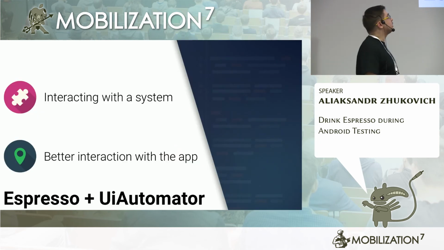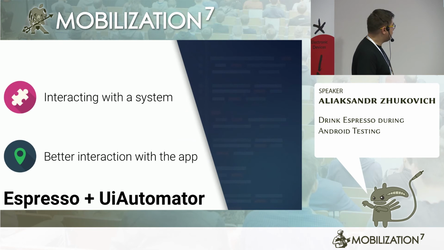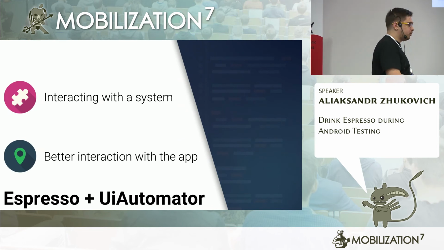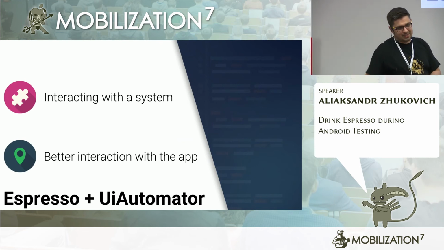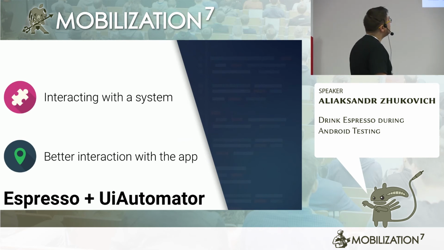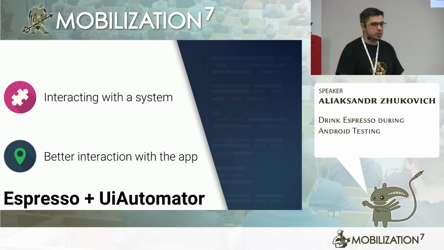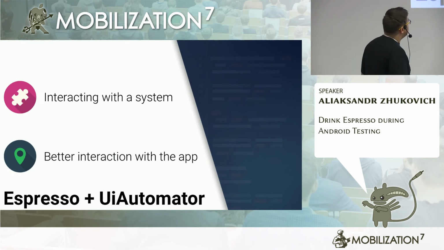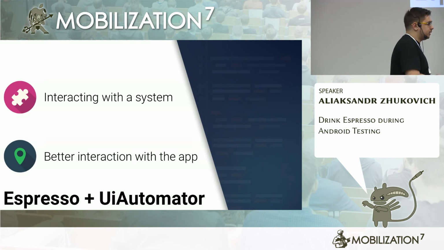And a really cool thing is that we can combine UIAutomator and Espresso. Of course, the minimum API for this test will be 18. But it means that we have better interaction inside our application with Espresso, and we can interact with any application in the system.